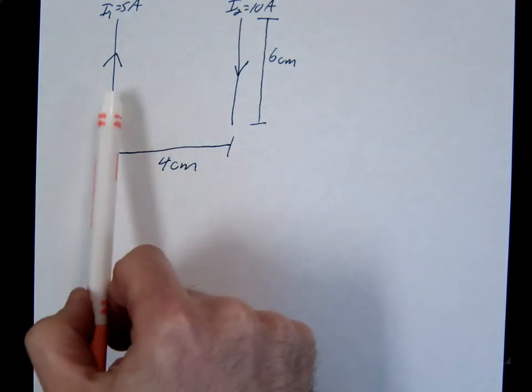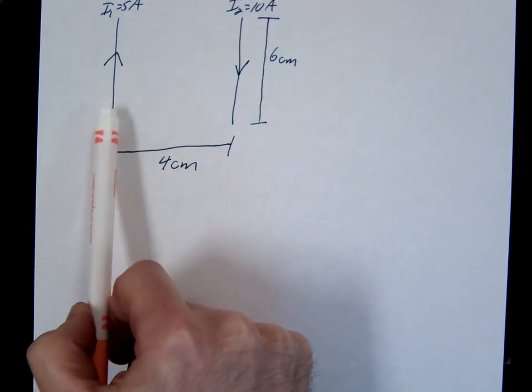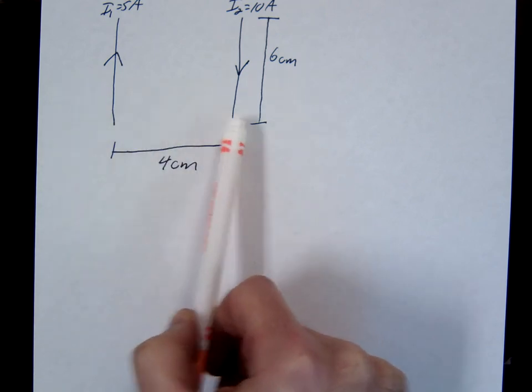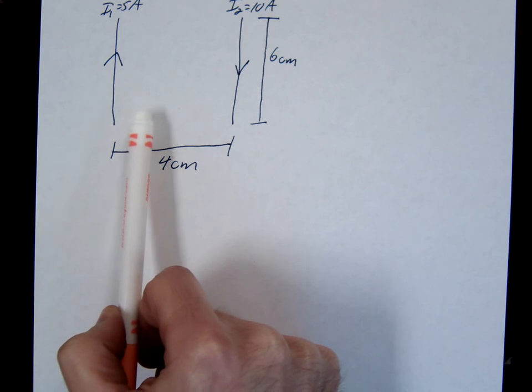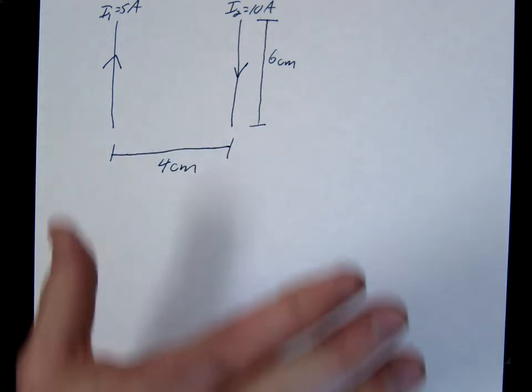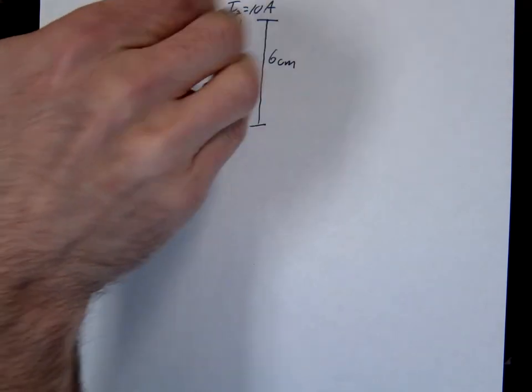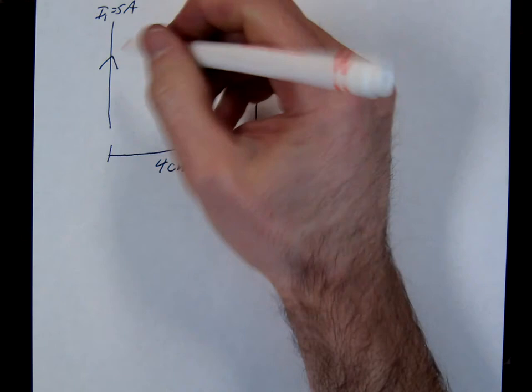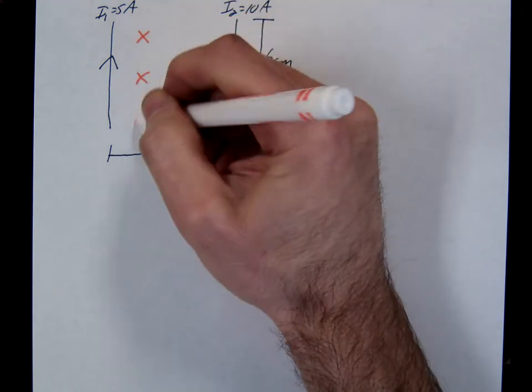So let's look at wire number 1. Number 1 is going to create a magnetic field to the right of it. Okay? What direction is the magnetic field going to be to the right of this? Fingers go up, we're going to curl down, meaning we're curling into, right? So over here, there's going to be a B field going into.